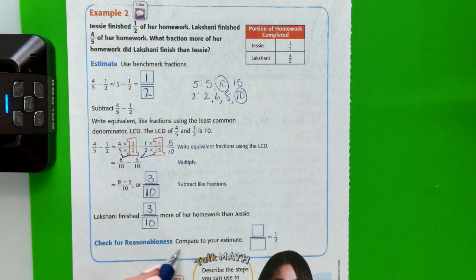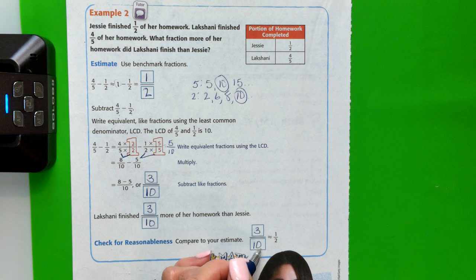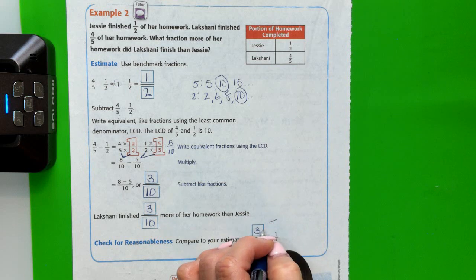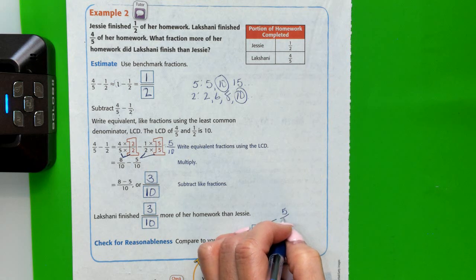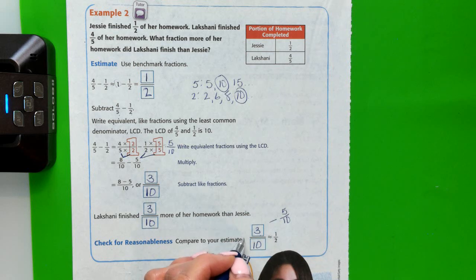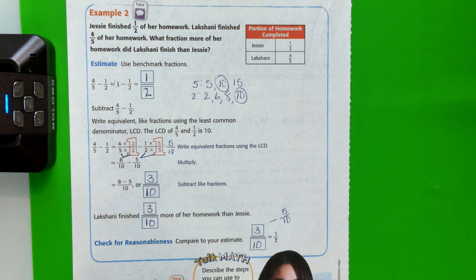So is 3/10 reasonable? We're going to compare to our estimate. So 3/10 is approximately 1/2, because what would 1/2 be? 1/2 would be 5/10, right? So we are clearly closer to 1/2 than we are to 0. And our estimation was 1/2. So yeah, I think we're good.